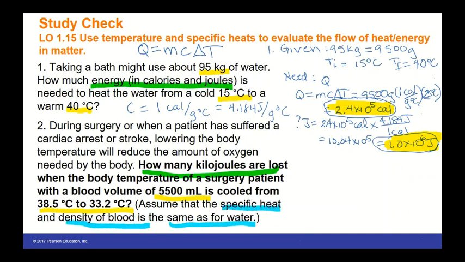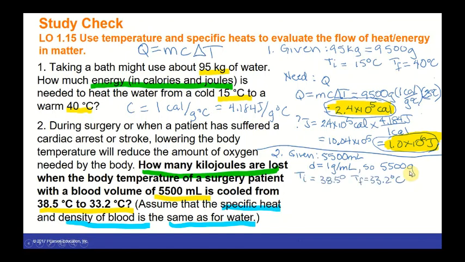So we need to use the specific heat and the density of blood as our conversions. Note that we're given 5,500 milliliters. However, in our heat equation, we need mass. So we use our density of 1 gram per milliliter to determine that we have also 5,500 grams. We know that our initial temperature is 38.5 degrees and our final temperature is 33.2 degrees. Setting up our delta T, we see that it is a negative 5.3 degrees.